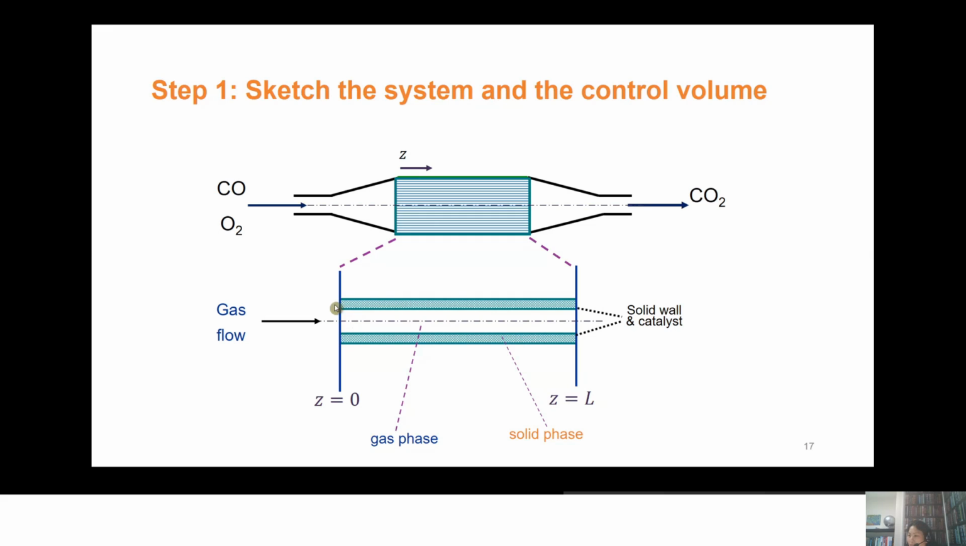Again, this is our single channel. This is our gas phase here, and this is the solid phase. The region shaded green is our solid phase, and the solid phase is composed of the solid wall and the catalyst.